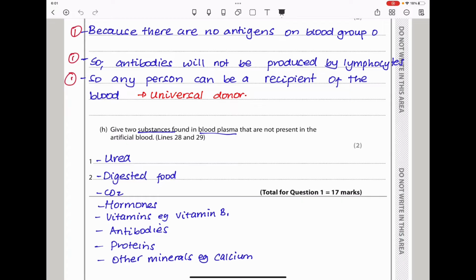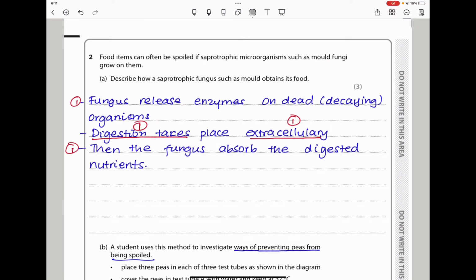Let's move on to question 2. Question 2. Food items can often be spoiled if saprotrophic microorganisms such as mold fungi grow on them. Describe how a saprotrophic fungus such as mold obtains its food.